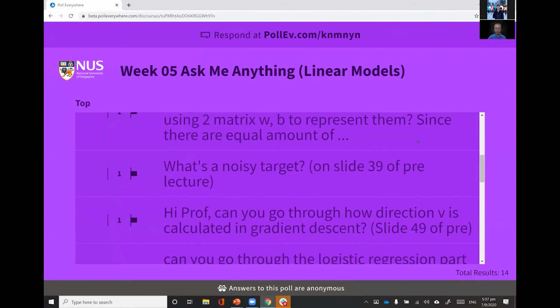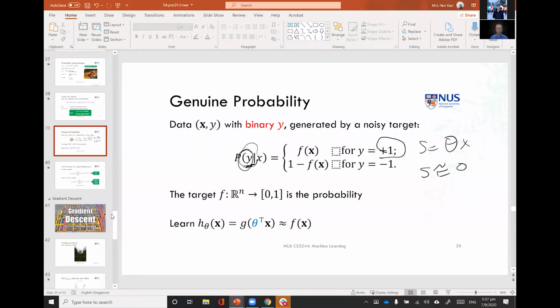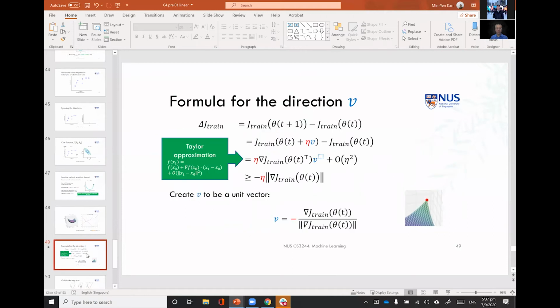Okay, can we go through how gradient descent is calculated? Sure. Okay, so let's go back there. All right.